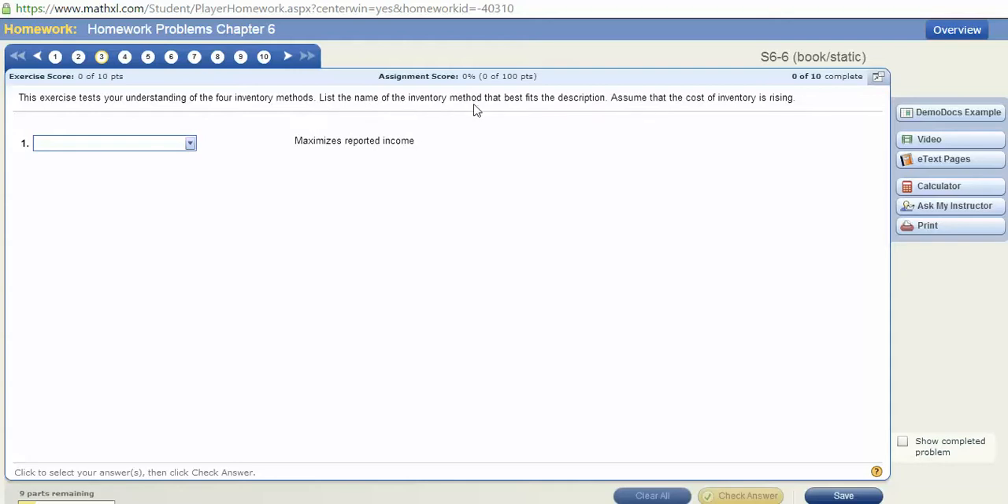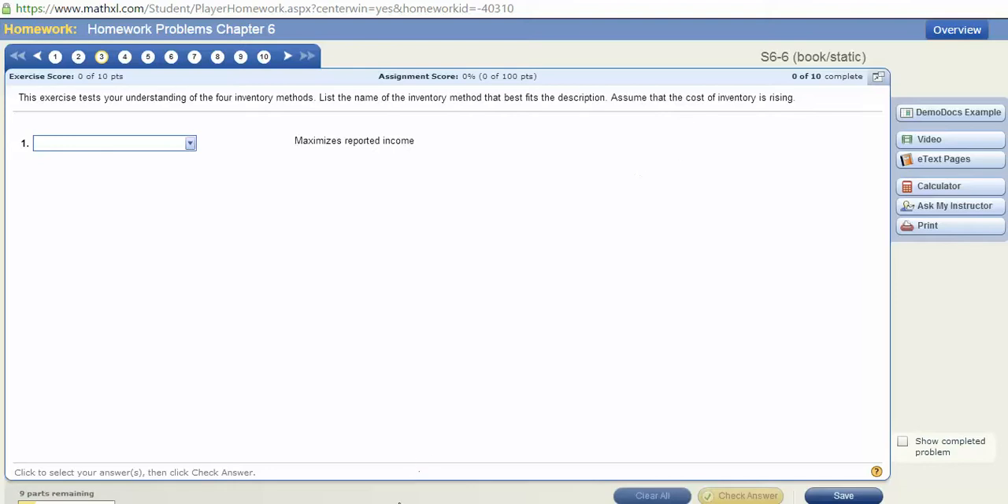List the name of the inventory method that best fits the description. Assume that the cost of inventory is rising. This is the key piece of information that you need to answer these questions. The easiest thing you can do is, on scratch paper, go ahead and write what this looks like, what inventory that is rising looks like.